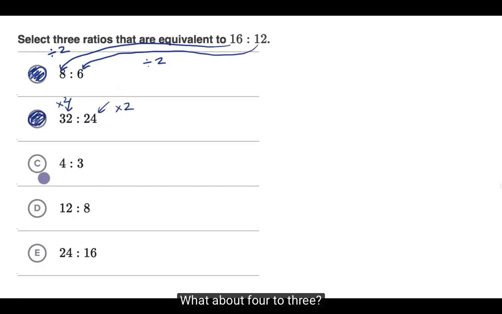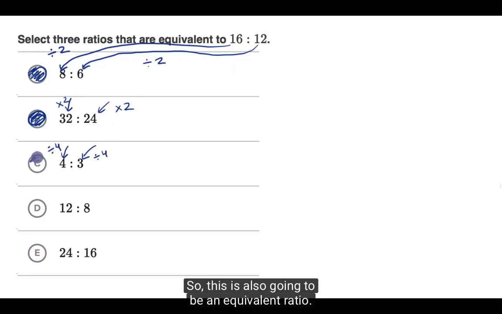What about 4 to 3? Well, to go from 16 to 4, we would have to divide by 4. And to go from 12 to 3, we are going to divide by 4 as well. So we're dividing by the same thing, each of these numbers. So this is also going to be an equivalent ratio. So we've selected our three, so we are essentially done. But we might as well see why these don't work.